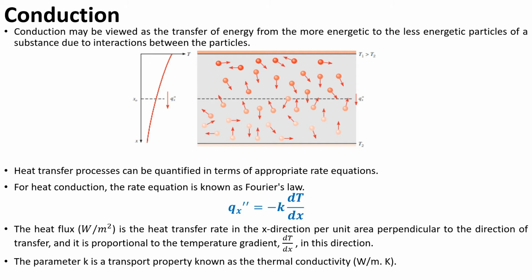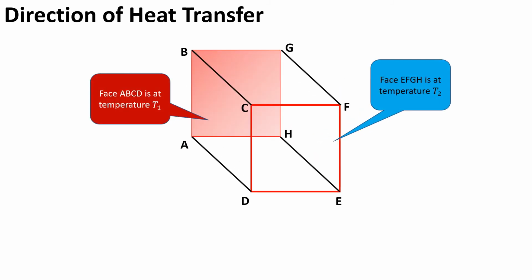dT over dx is the temperature gradient in the x direction. Since heat is transferring in the x direction, we have the temperature gradient in the x direction, dT over dx. Now, what is the direction of heat transfer? As we studied, heat always transfers from higher temperature to lower temperature.